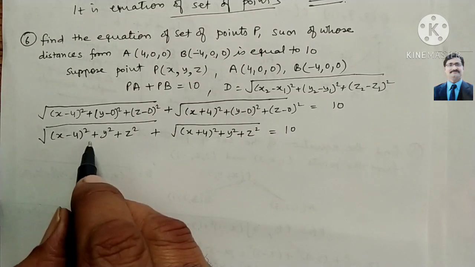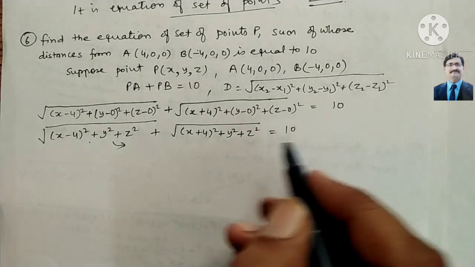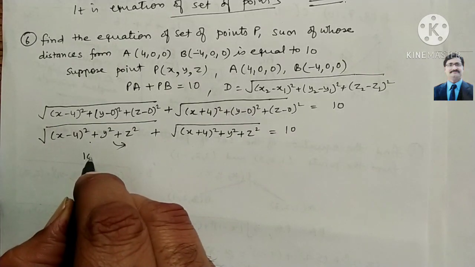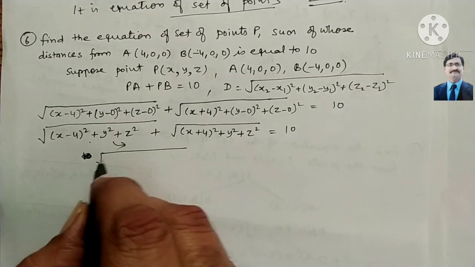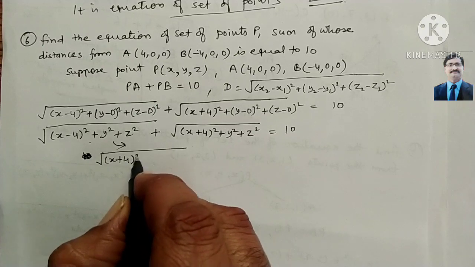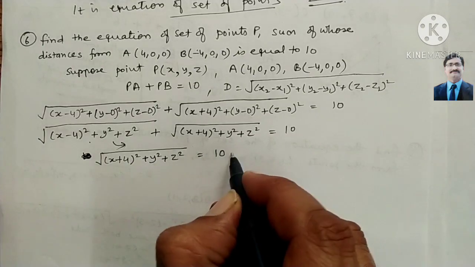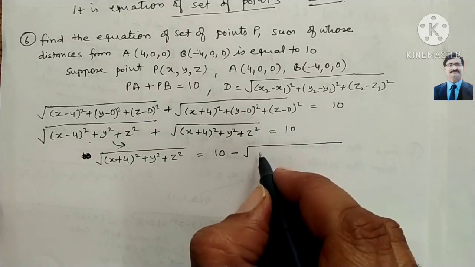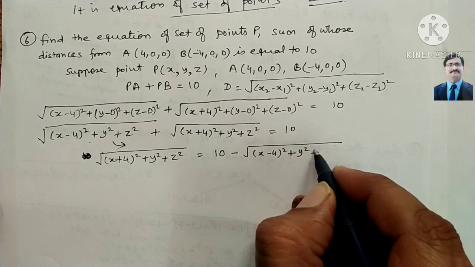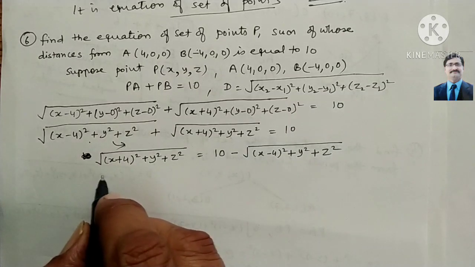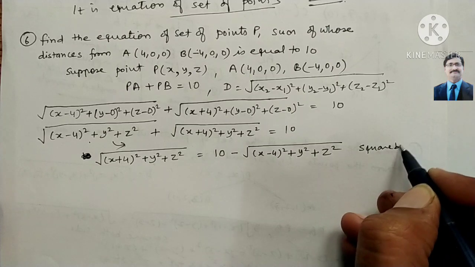Now, one of these portions we have to transfer to the right hand side. So we get root of (x plus 4) square plus y square plus z square equal to 10 minus root of (x minus 4) whole square plus y square plus z square. Now we will square both sides.